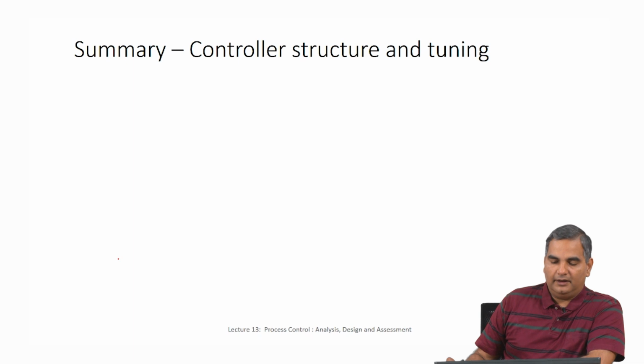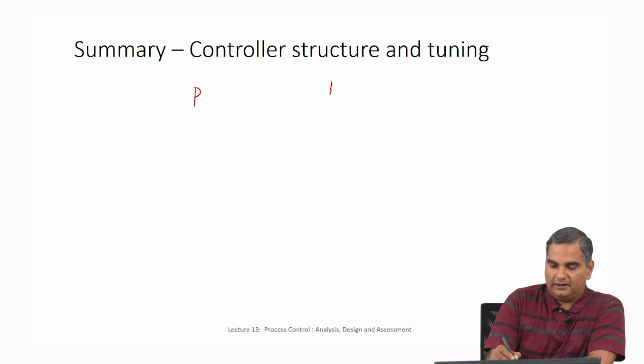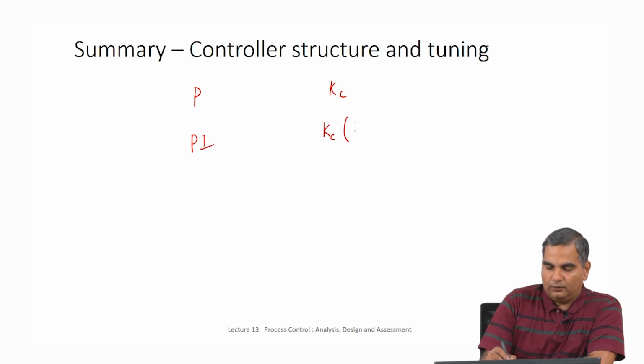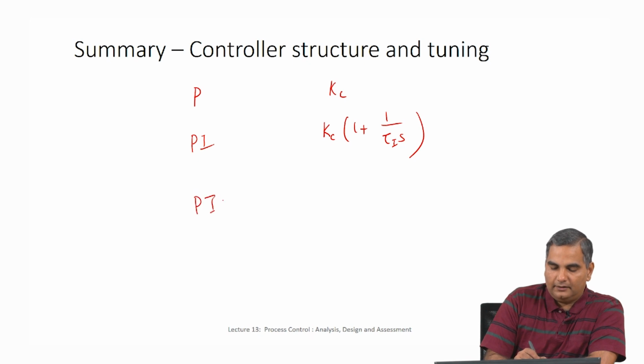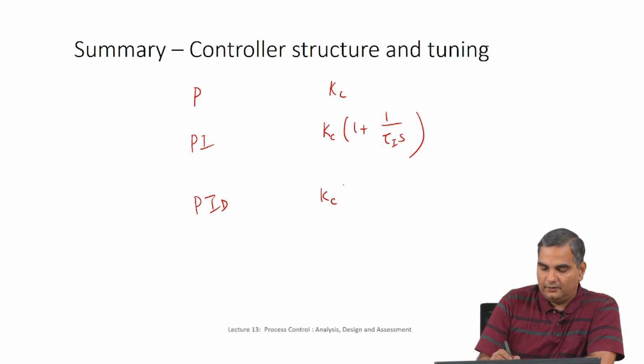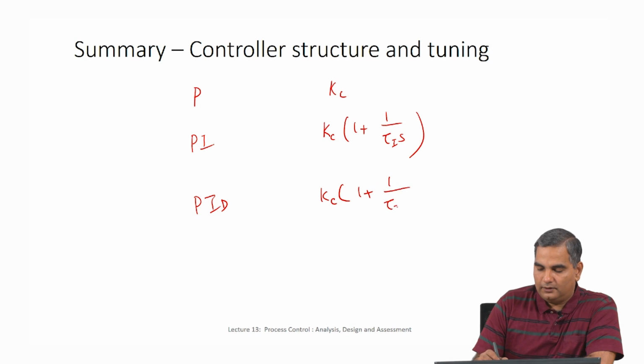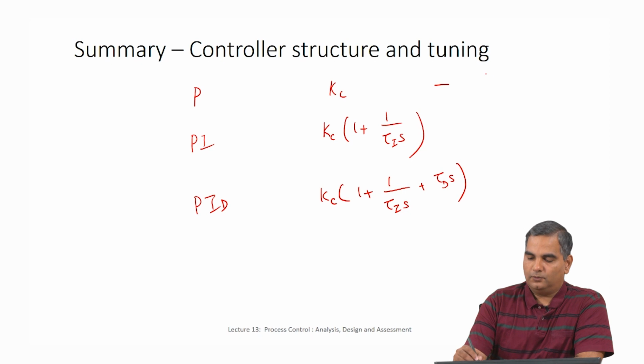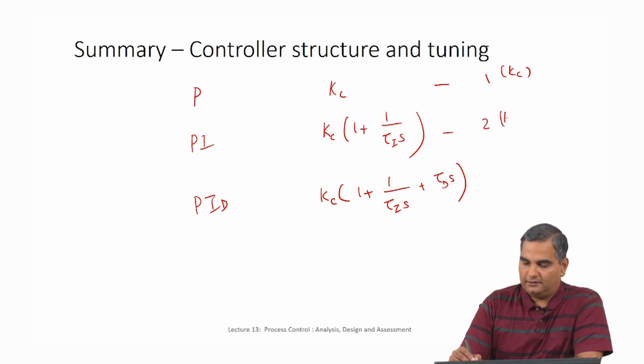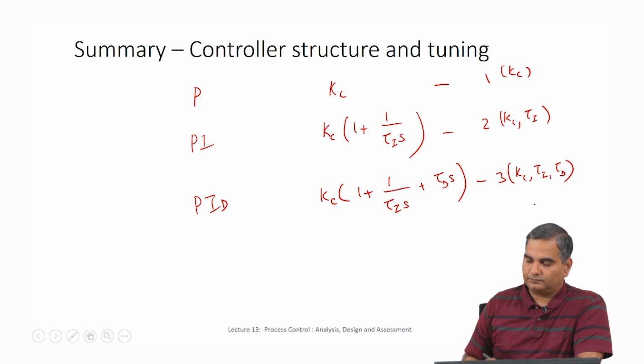Okay. So, in summary, the P controller is simply Kc, PI is Kc into 1 plus 1 over tau_I s, and PID is Kc into 1 plus 1 over tau_I s plus tau_d s. Okay. So, this has one parameter Kc, this controller has two parameters Kc and tau_I, and this controller has three parameters Kc, tau_I and tau_d.